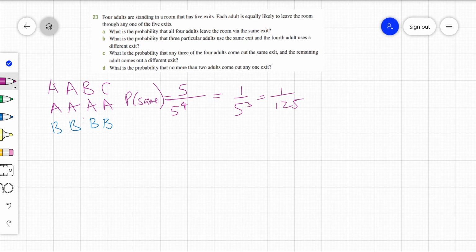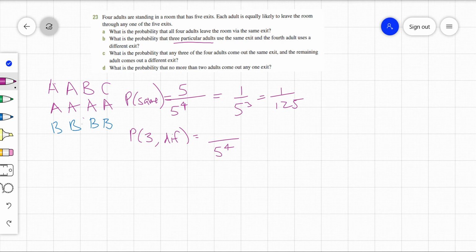Now if I look at B, the probability this time that 3 particular adults use the same exit and the 4th adult uses a different exit. Now note it does say 3 particular adults, so it's like they've already been picked. So these 3 adults have already been picked. So 3 the same and then 1 different. So same denominator because there are that many combinations that could actually occur.